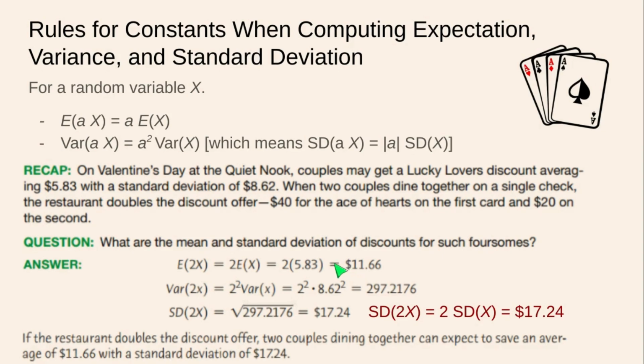Now, mind you, we're only supposed to find the standard deviation. You can find the standard deviation via the variance. If you were to find the variance first, you just square root that bad boy and you get 1724, or you could do it directly, which is why I use this formula right here. Standard deviation of a times x is a times the standard deviation of x, assuming a is positive. So standard deviation of 2x is going to be 2 times the standard deviation of x, which is 1724.